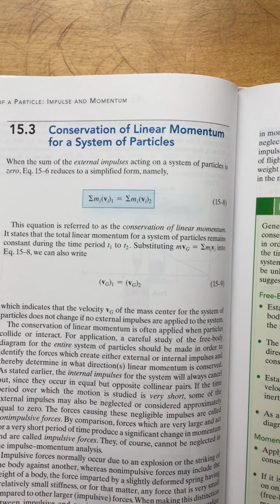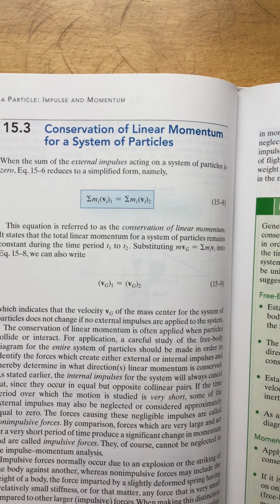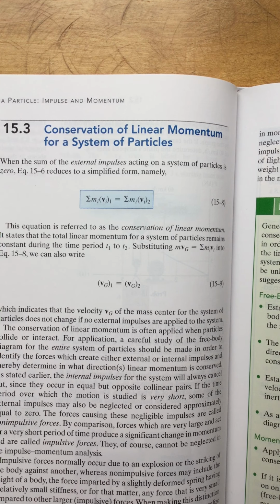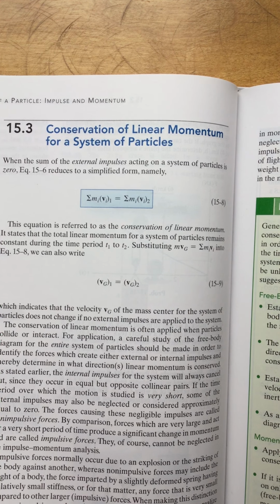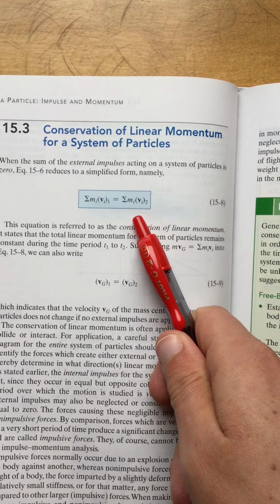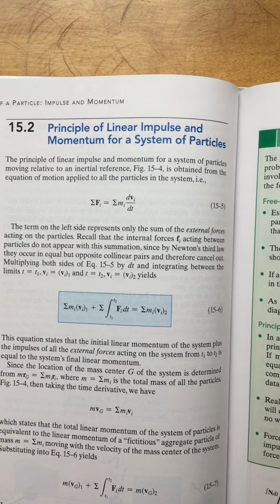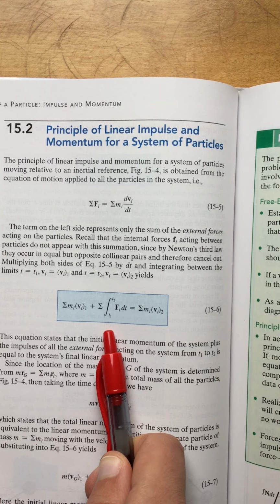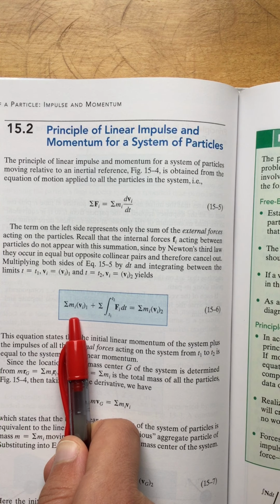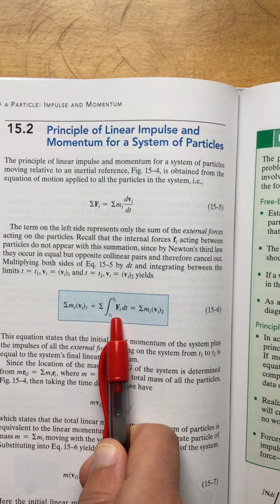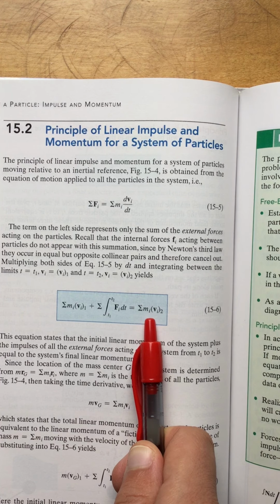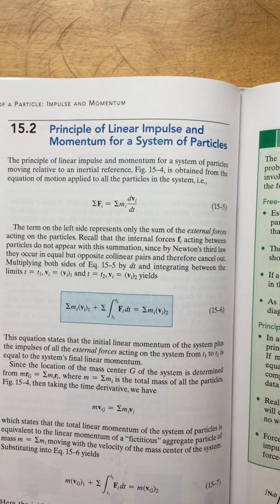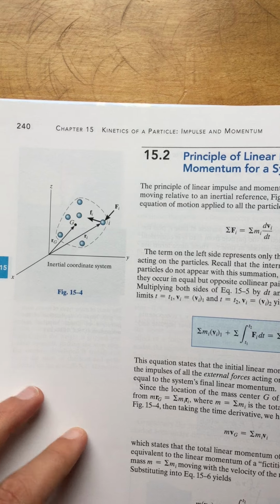This is an introduction to section 15.3, conservation of linear momentum for a system of particles. If you take a look at equation 15.8, this is similar to equation 15.6. In equation 15.6, we have the total initial momentum plus the impulse is equal to the total final momentum for a system of particles, which is shown in figure 15.4.